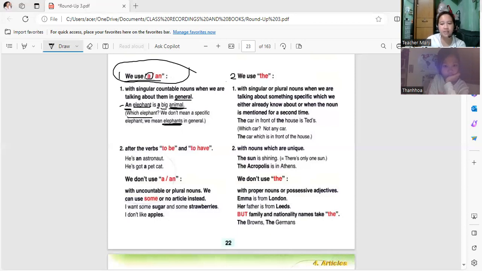Okay, can you read it, please? Orchid. An orchid. Okay, did you see my chat? An orchid is a nice plant. So where is the general word there, or the singular countable noun?